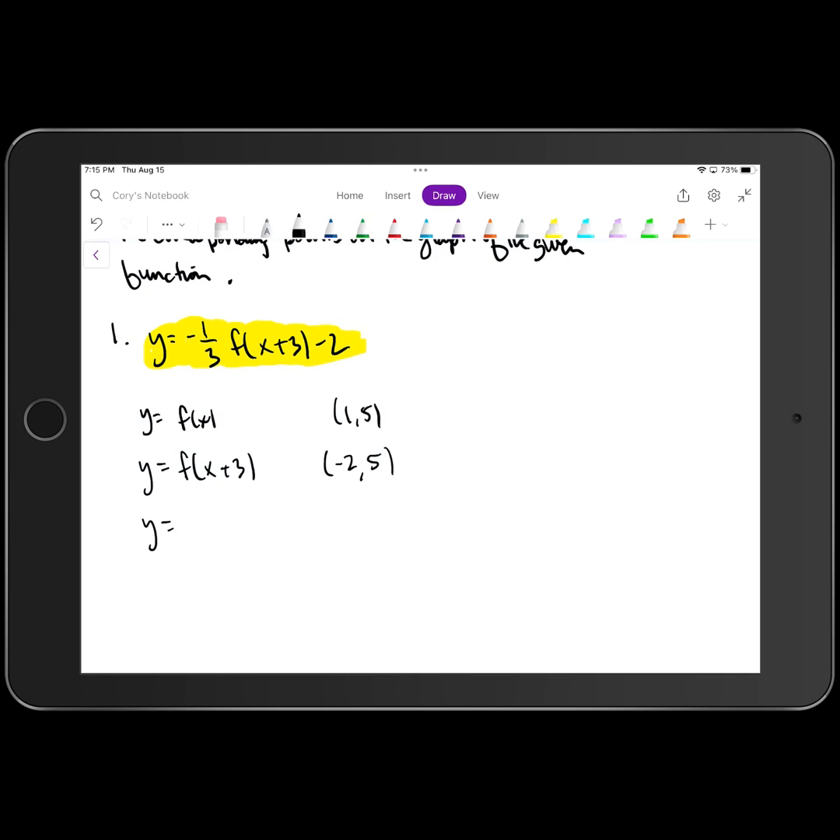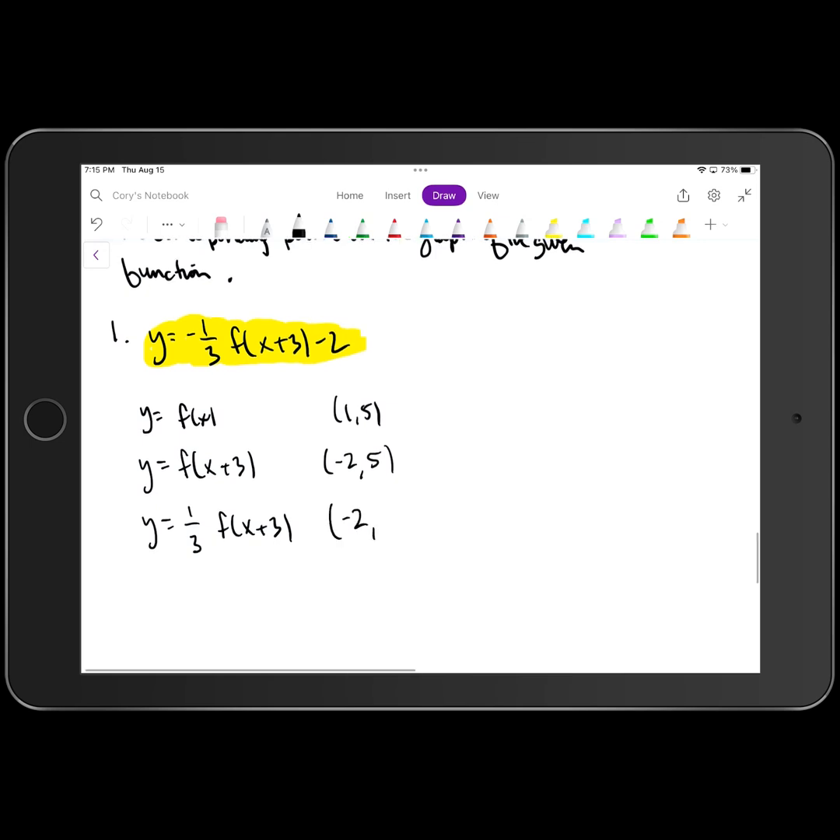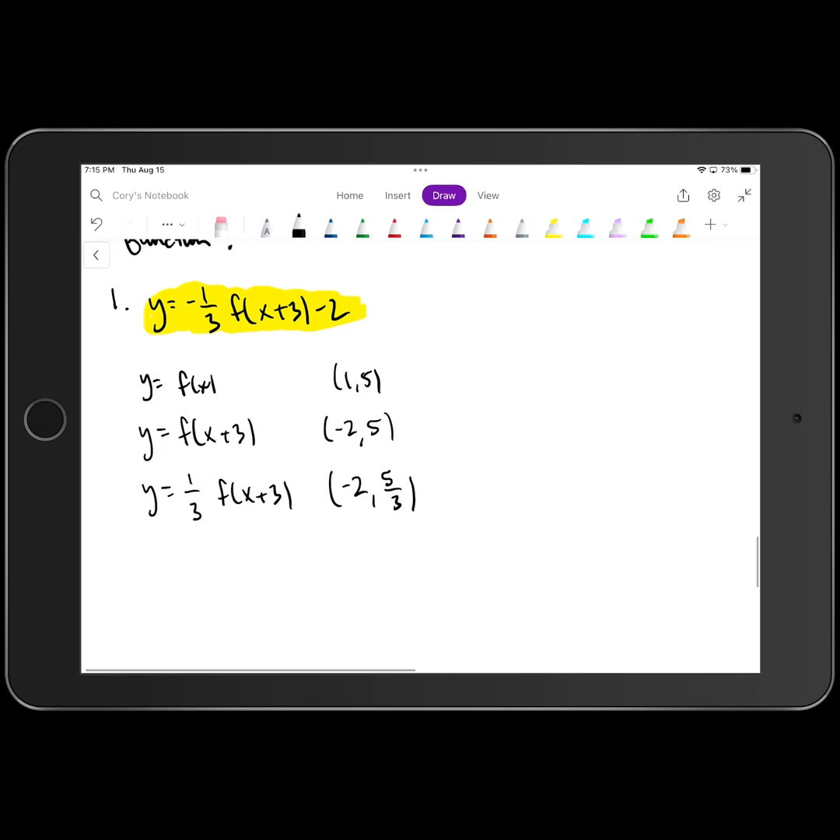I know I'm vertically shifting last, so I'm going to work inside out for my next transformation. I'm going to multiply 1/3 times f of x plus 3. We know that that corresponds to a vertical compression. When we vertically compress, the y coordinate gets affected, and we multiply the y coordinate of our point by that number 1/3. So 5 times 1/3 is 5/3. Again, working one transformation at a time, the next thing I'm going to do is take the opposite of that entire function.